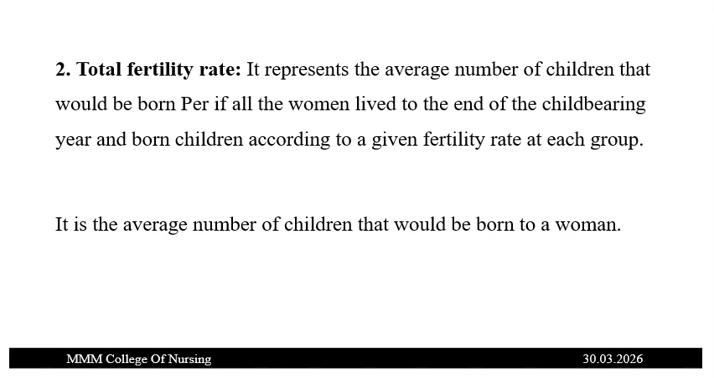Total fertility rate. Total fertility rate represents the average number of children that would be born per woman if all the women were to live till the end of their childbearing years and they give birth to children according to a given fertility rate at each age group. So it is the average number of children that would be born to a woman. It's called the total fertility rate.